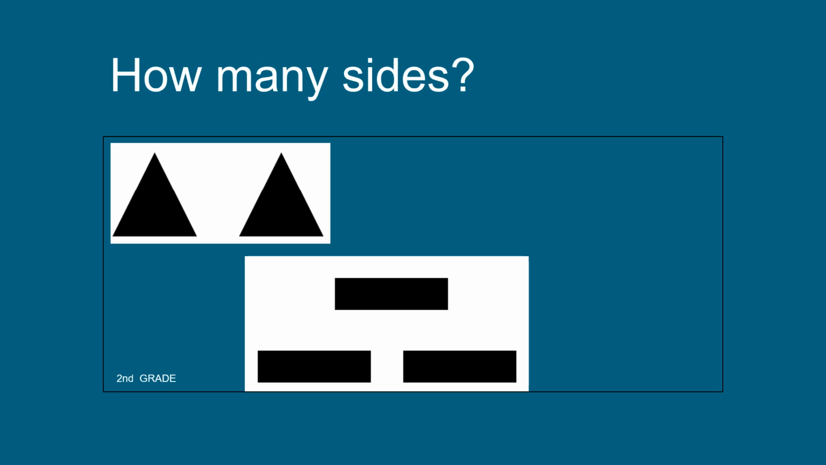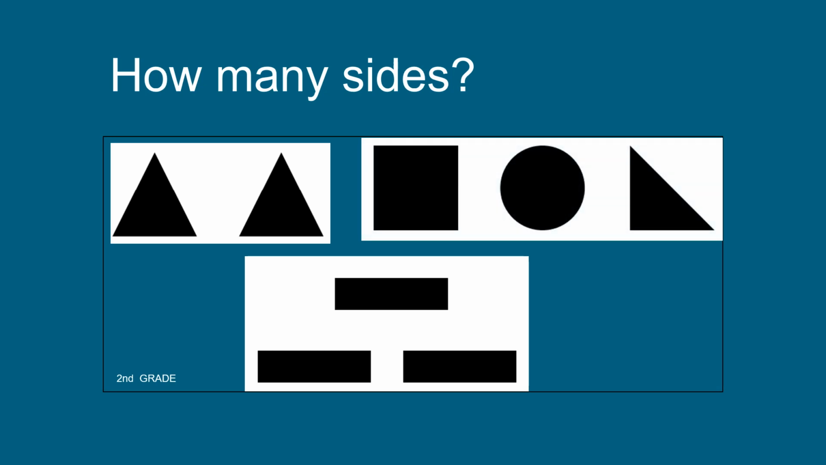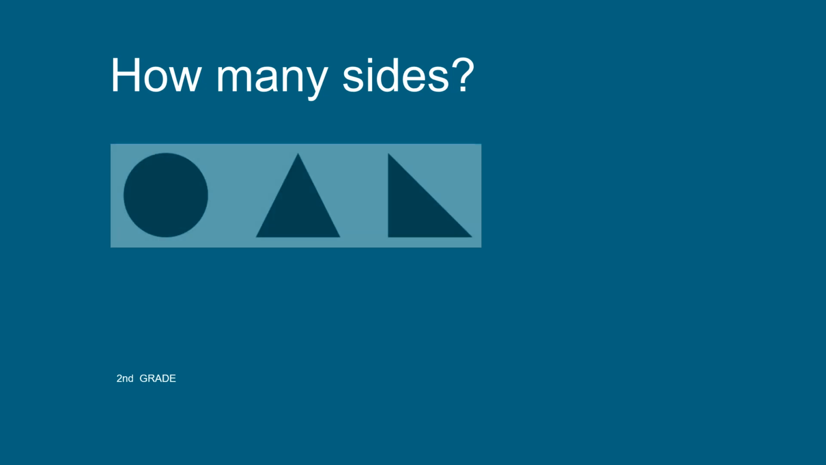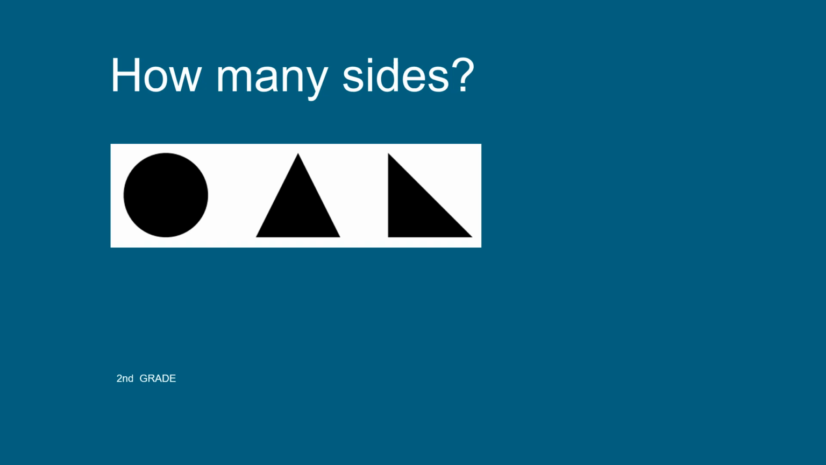We're going to try another one. Look at this picture and tell me how many sides you see. I see 7 sides. There are 4 sides on the square and 3 sides on a triangle. Altogether, that's 7 sides. Let's try some more. How many sides do you see? I see 6 sides.